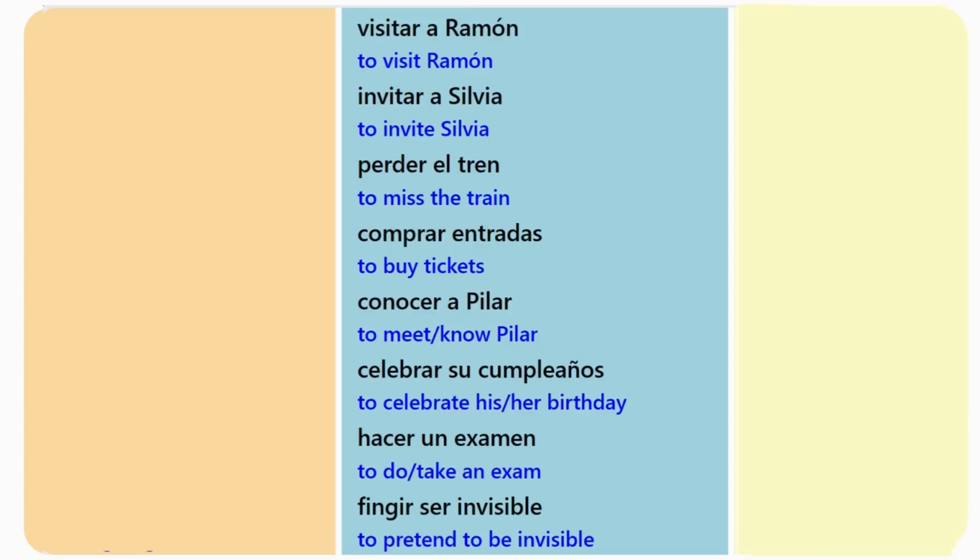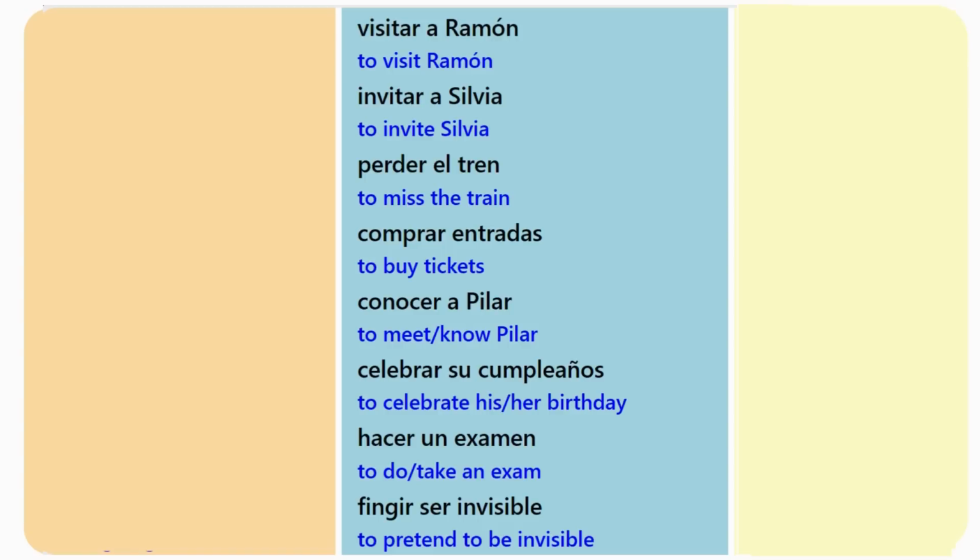Next we have conocer a Pilar. Now, conocer means to meet and to know. So, to know Pilar or to meet Pilar. And again, we've got this a there. So, it's to know to Pilar. To meet to Pilar. So, let's just clear this up.